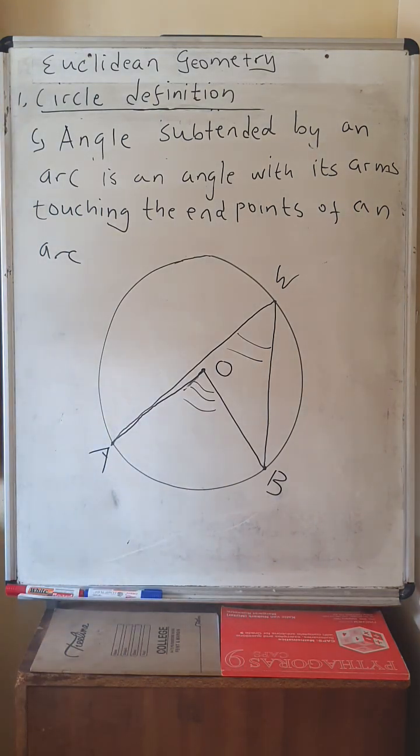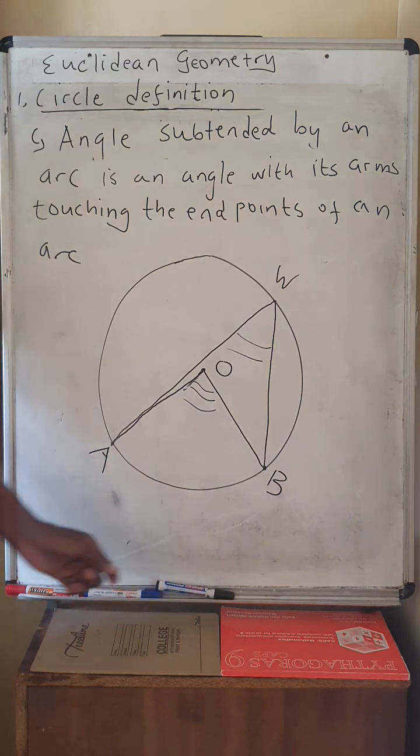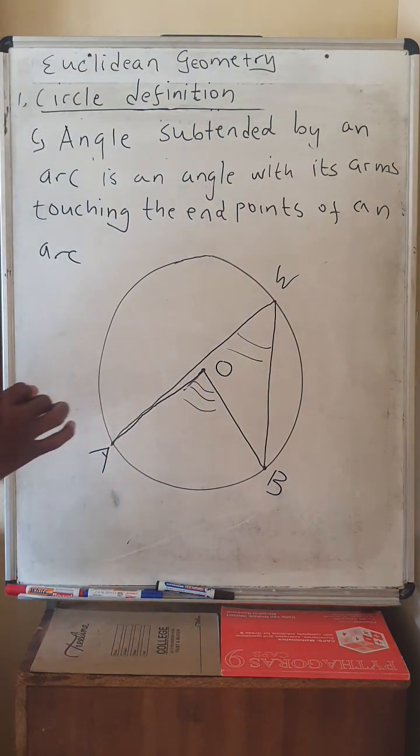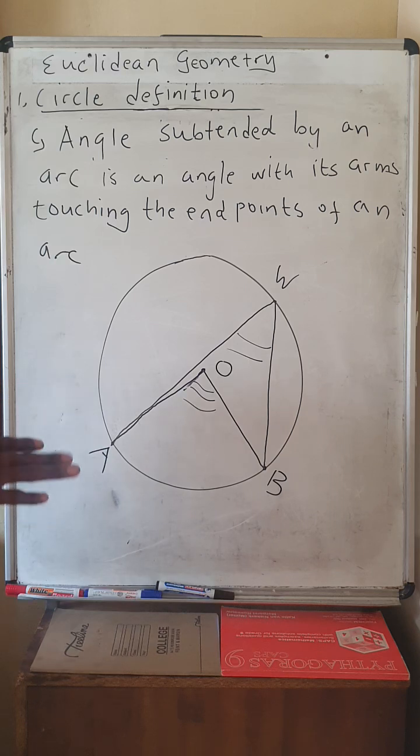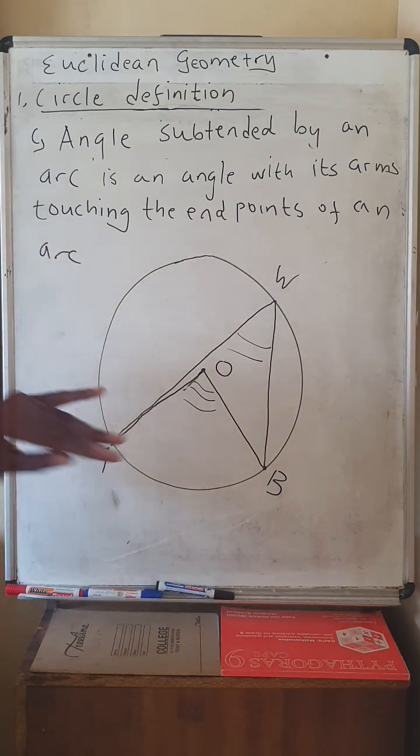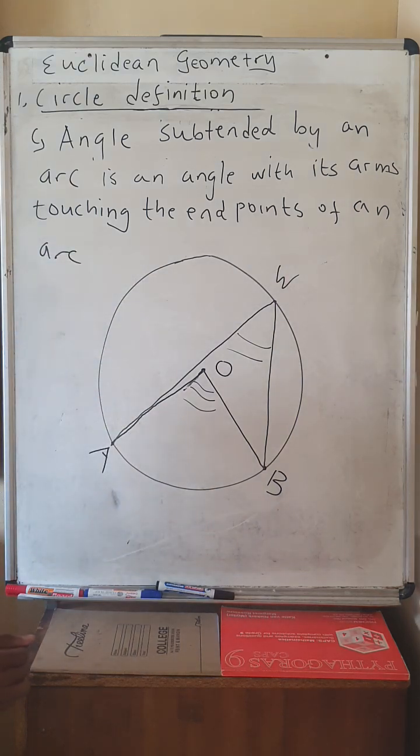As long as the arms of that particular angle are touching the end points of that particular arc, then we say the angle is being subtended by an arc. The key point, if you check properly, is the end point in each case. When you talk about a chord, the key point is the end point. You talk about the arc, the key point is also the end point. And the good thing about those endpoints for both the chord and the arc is that they always lie along the circumference of our circle.